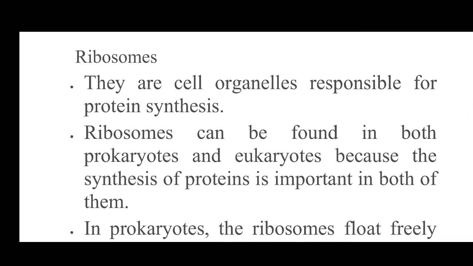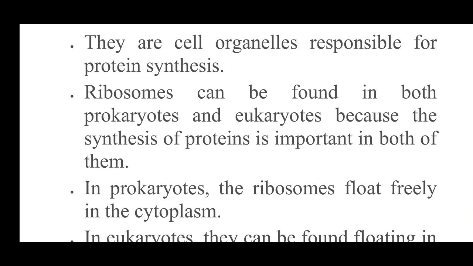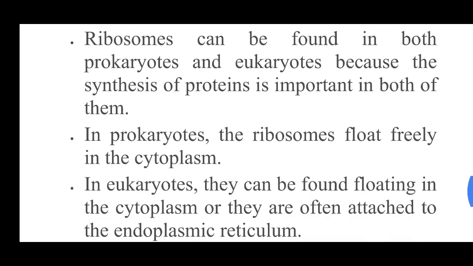Next is ribosomes. Ribosomes, we already discussed, are the factory which produces protein. So it is an organelle responsible for protein synthesis. Ribosomes can be found in both prokaryotes and eukaryotes because the synthesis of proteins is important in both of them. In prokaryotes the ribosomes float freely. Why? Because it doesn't have a well developed nuclear membrane. So ribosomes also flow randomly in the cytoplasm.